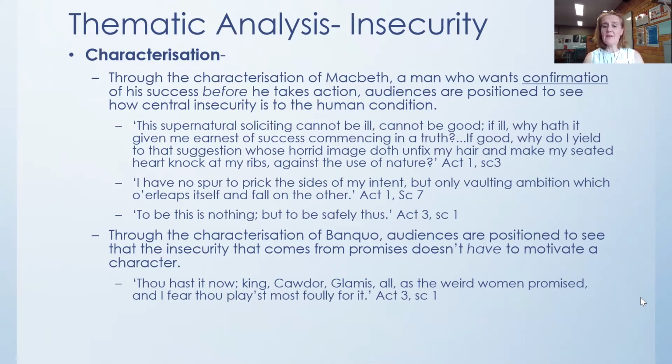Okay. And so when we juxtapose Banquo and Macbeth against each other, we get that idea of what it looks like when you let the unsureness of prophecy manipulate you, against what we see when the unsureness of prophecy has no effect on you at all. So that's an interesting thing to see. All right, next one.